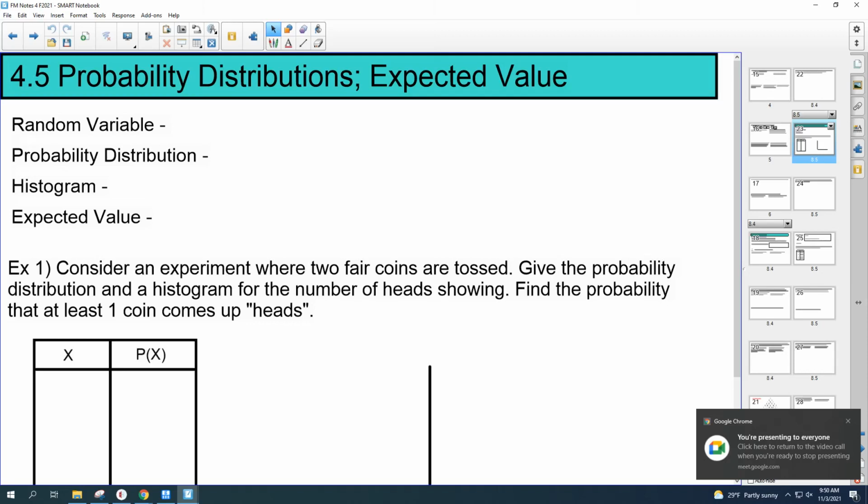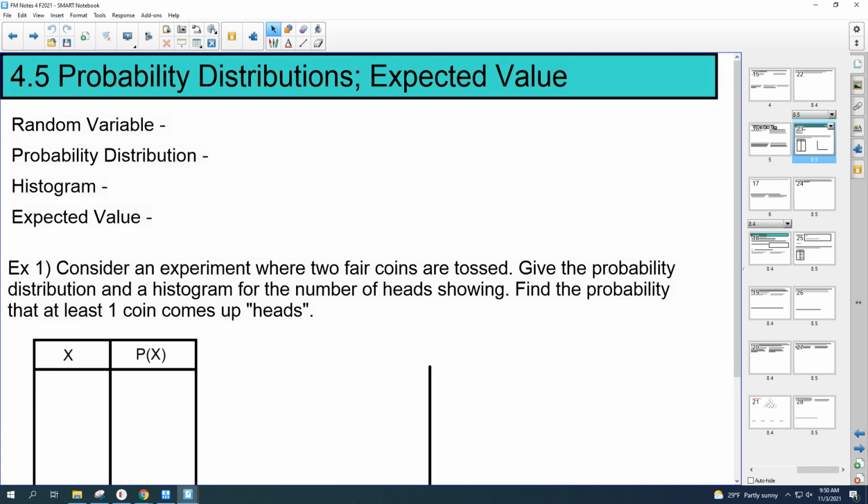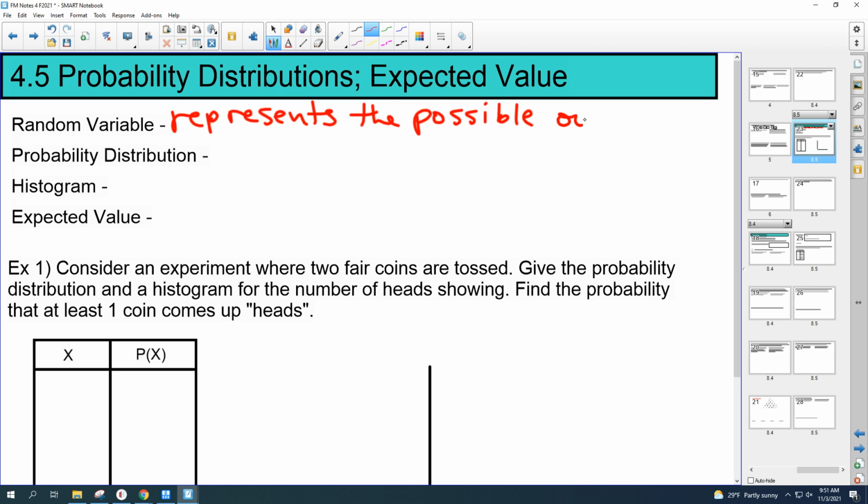4.5 probability distributions and expected value. Let's start with some definitions. Random variable represents the possible outcomes.